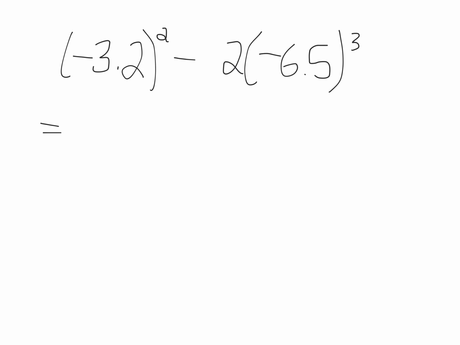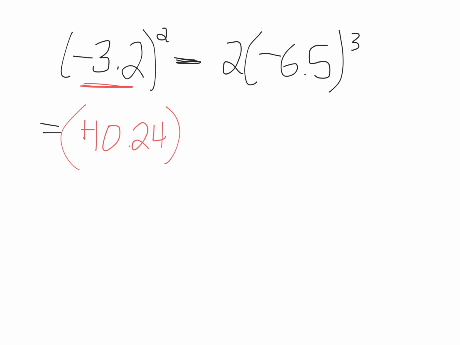Okay, so we have negative 3.2 to the power of 2. If you're multiplying a negative times a negative, what's the result? Positive. What's 3.2 times 3.2? 3.2 times 3.2 is 10.24, and it's a positive. And most of you did this correctly.